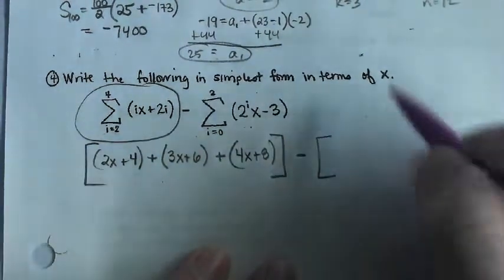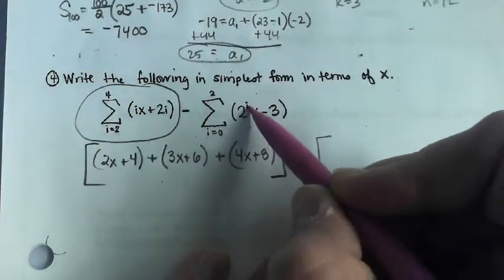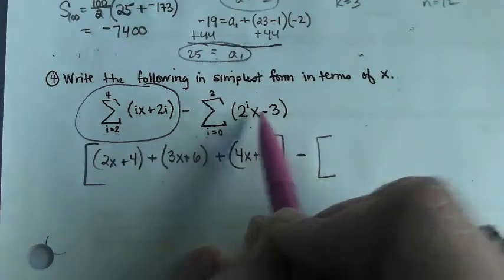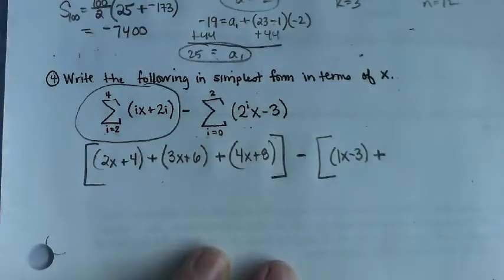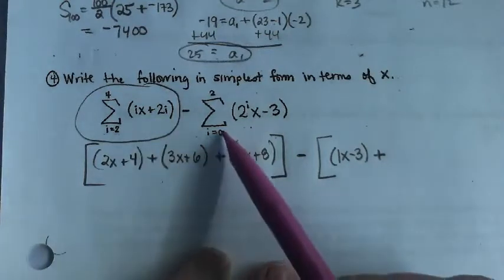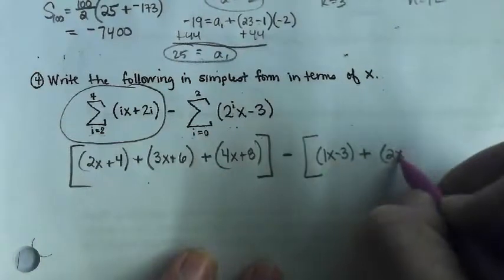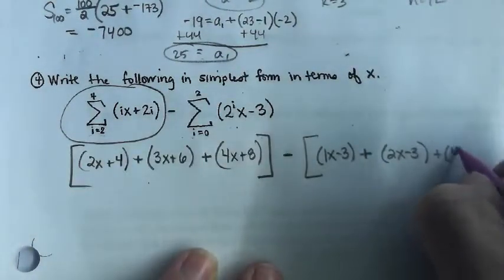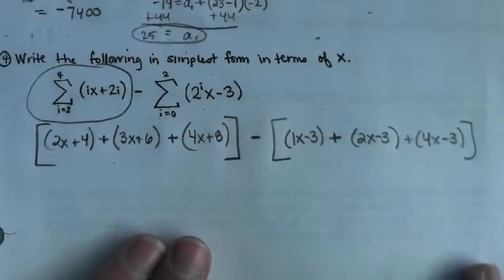On the second one, I have to plug in a 0 for i. So what's 2 to the 0 power? 1, so that'll just be 1x minus 3. Plus, plug in a 1, it's going to give me 2x minus 3. Plug in a 2, that's going to give me 4x minus 3. And then it's all algebra.